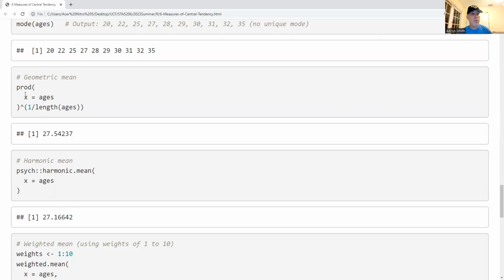Now, geometric mean, I'm going to take the product of my observations. So I'm going to take the multiplication, the product of multiplying them out, and then I take the nth root, and we see we get 27.5. Okay. Now the harmonic mean, I'm going to take all my data, take the reciprocal, add them up, and then divide n by the added up reciprocals. And we see we get 27.2 approximately.